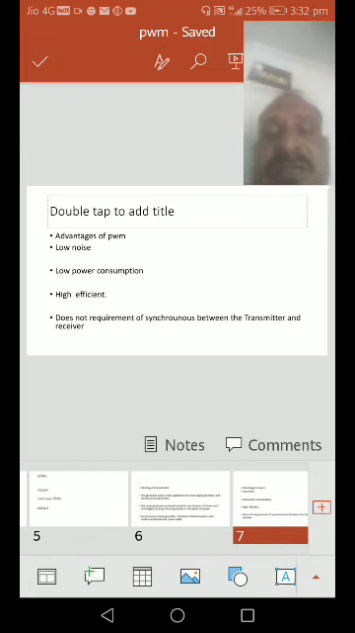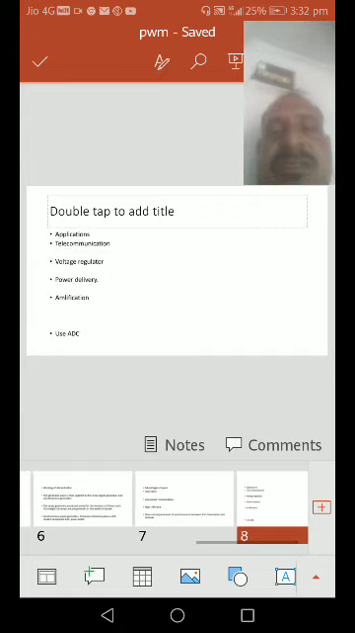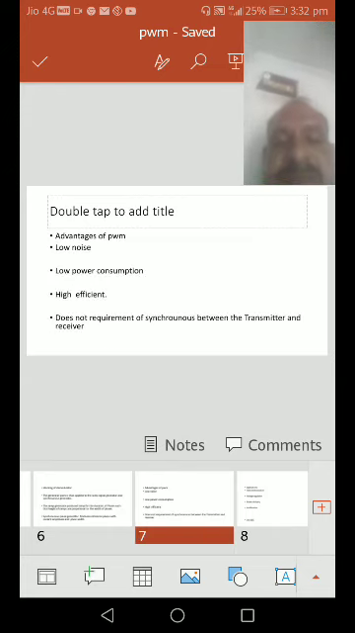The advantage is low noise. Less noise will be there due to the variation of the width of the carrier according to the message signal. Noise will be less in pulse width modulation. Next is low power consumption.